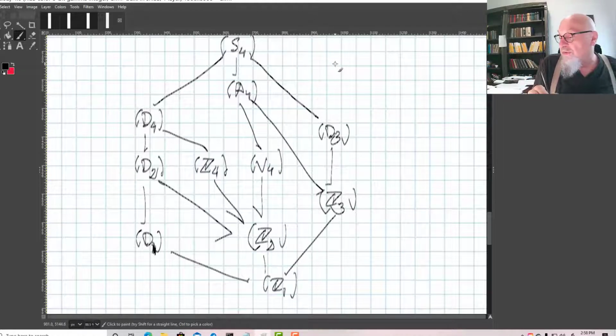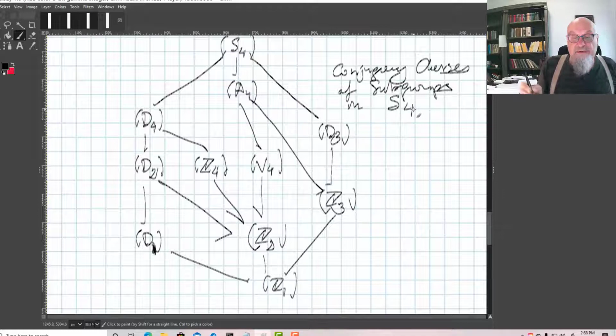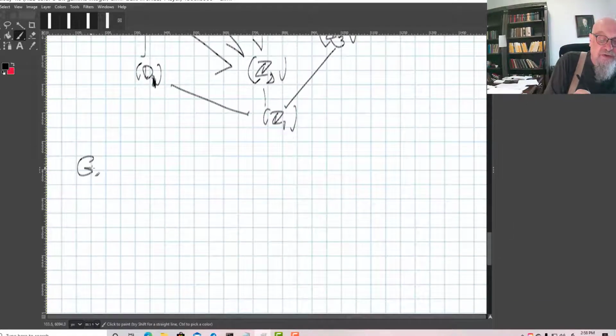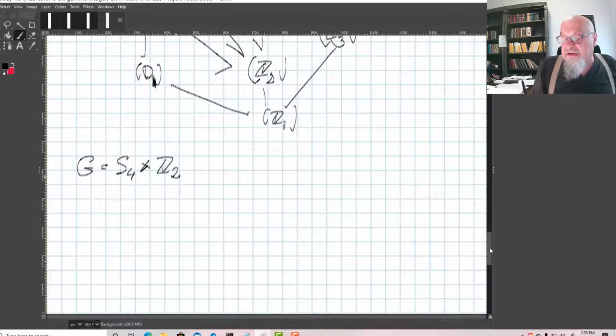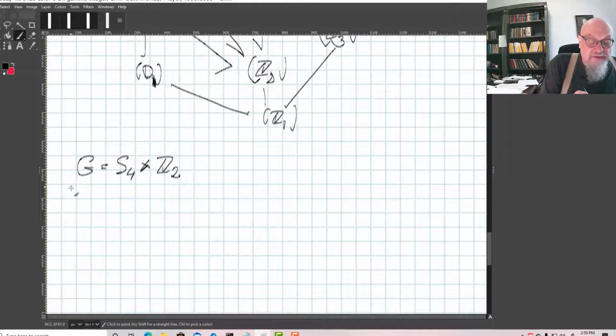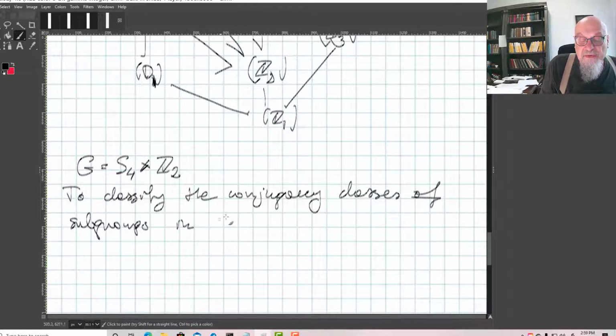So in our case, just recall, this is basically the set of all conjugacy classes of subgroups in S4. Okay, so now of course, once you have conjugacy classes of subgroups, we would like to consider the group G, which is equal to S4 times Z2, and we would like to apply the notation to these conjugacy classes of this group. So we would like to classify the conjugacy classes of subgroups in G.